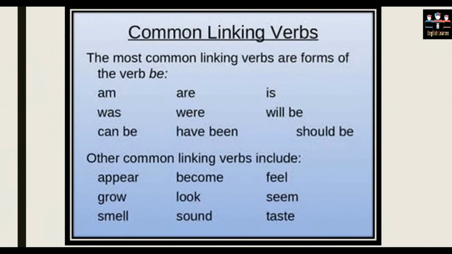Next we are going to see the common linking verbs. The most common linking verbs are forms of the verb be. As I told you earlier, they come from the state of being. The list of forms of be includes am, are, is, was, were, will be, can be, have been, should be. Other than the be forms, we should include these verbs as linking verbs whenever they act like a bridge between the subject and the subject complement, or the subject and adjective.